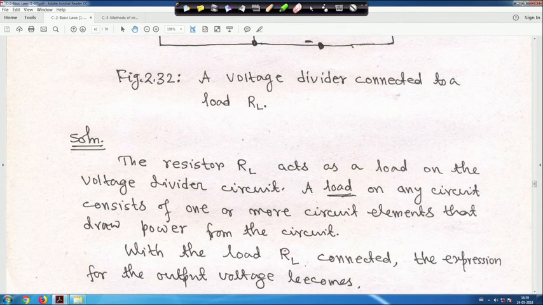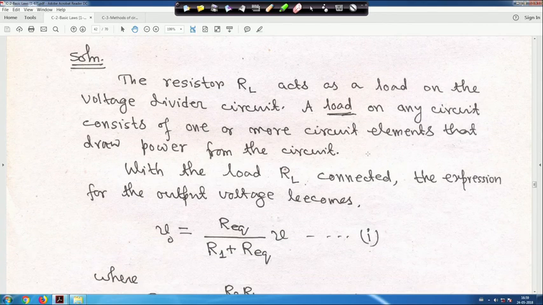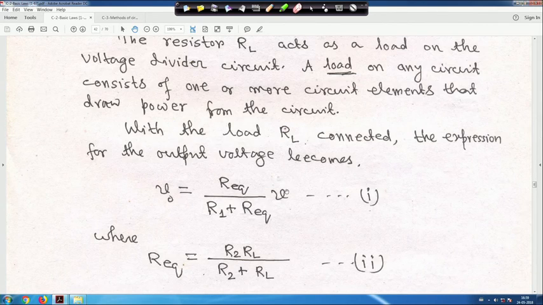Therefore, resistor RL acts as a load on the voltage divider circuit. Now, you have to find out V0. With the load RL connected, the expression for the output voltage becomes V0 is equal to Req divided by R1 plus Req, times V. So, I am making it here again, how it is coming. Here the write-up is a little bit more, so I am getting less space for making this connection.